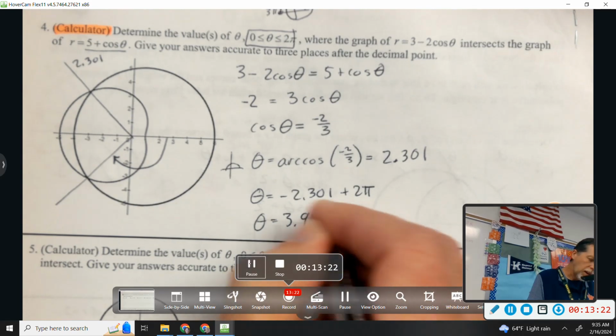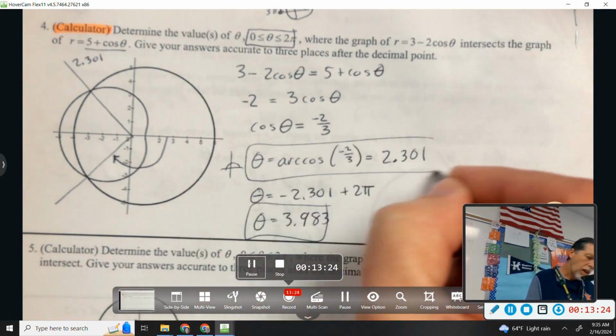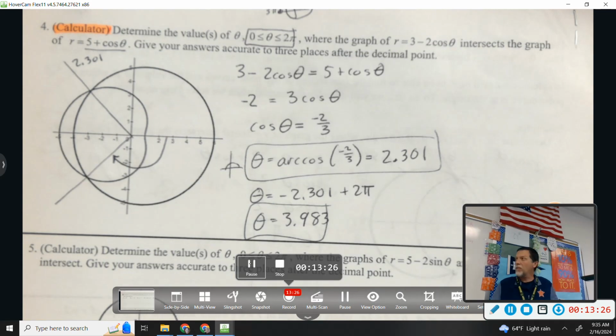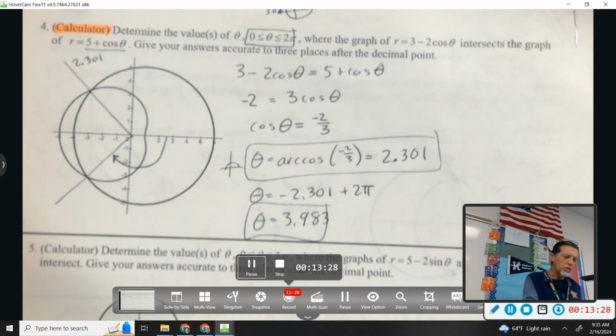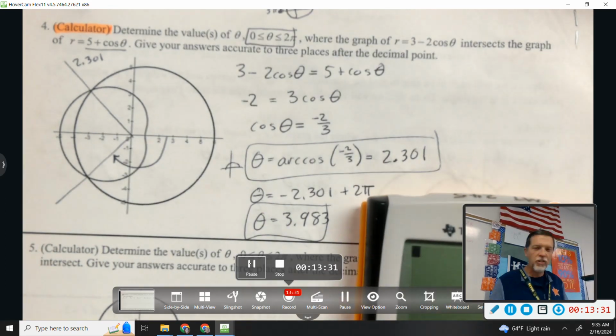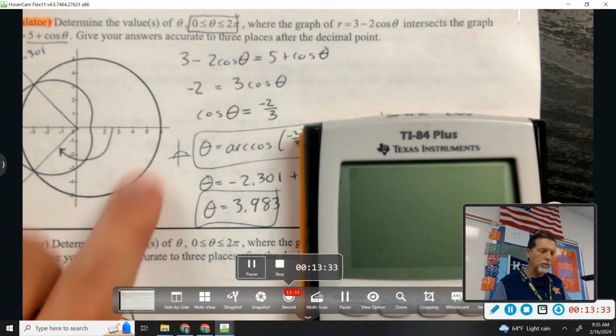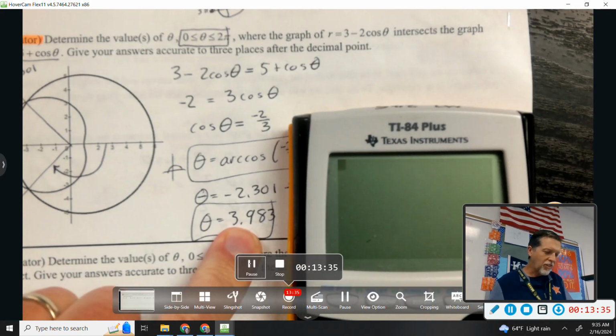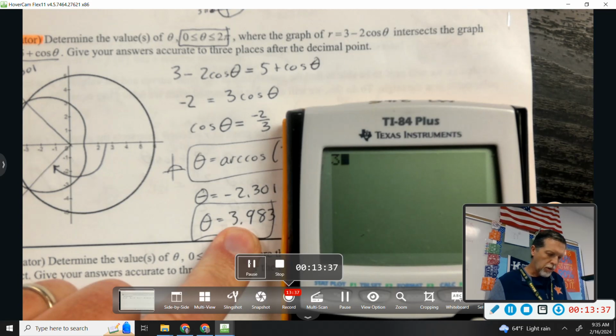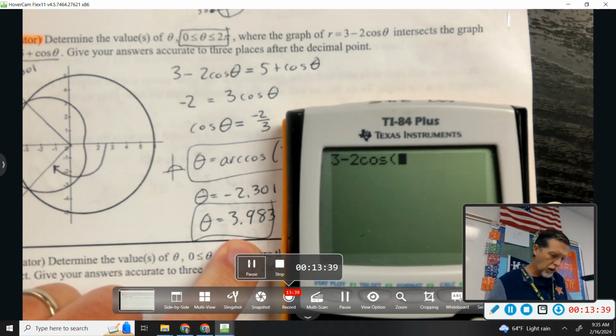3.983. Now, especially since you have a calculator, you could check these. I wouldn't expect you to check all of them, but if you were stuck on one, especially the second answer maybe you're not sure of. So 3 minus 2 cosine 3.983.